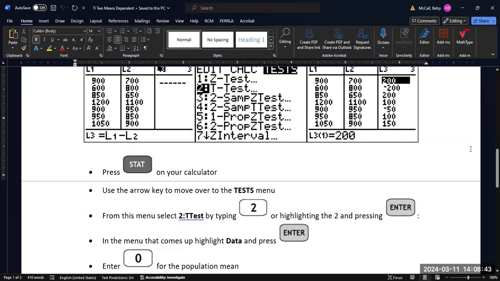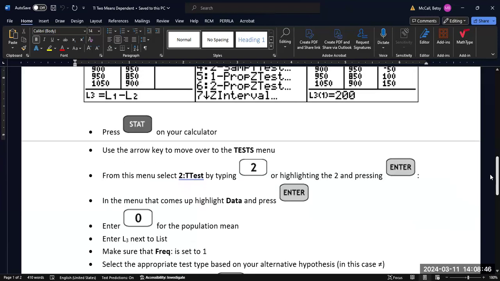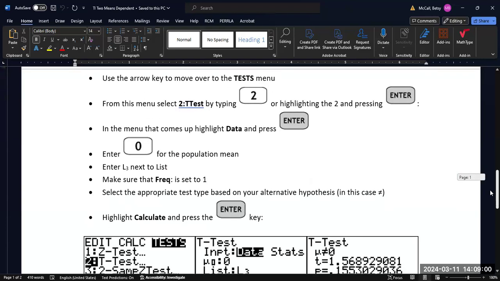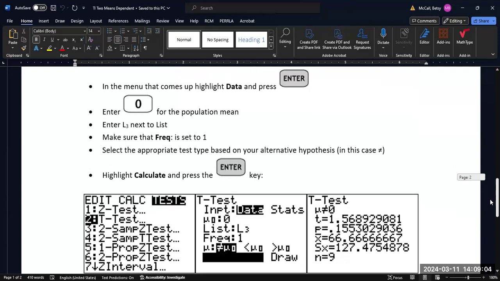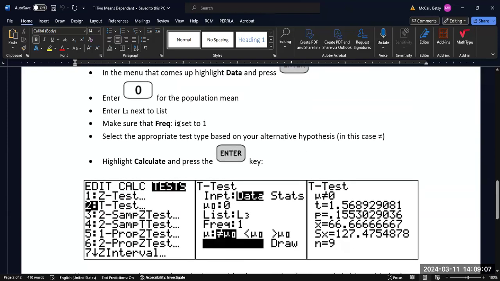Now, by calculating the differences like this, we've essentially converted this into a one sample test. So from the STAT menu, scroll over to the TESTS submenu and then go to your one sample t-test, which is line two. Now, when that information comes up, we're going to enter zero for the population mean. And we're going to put L3 next to the list. Notice that we have Data highlighted here because we're calculating from that selection of differences that we calculated in list three. And then you're going to select the not equals test from the list of tests, and then finally scroll down to Calculate and press enter and get the results of the test.